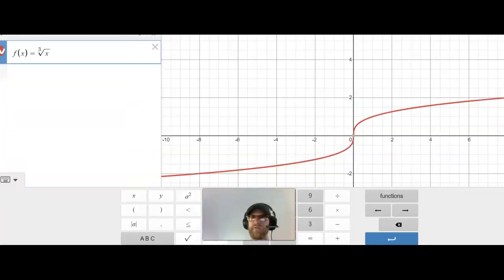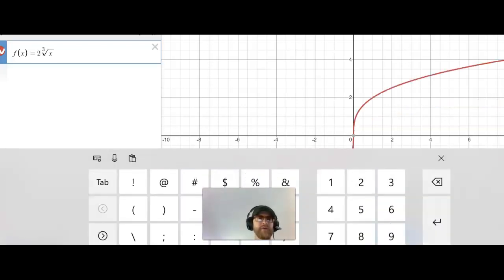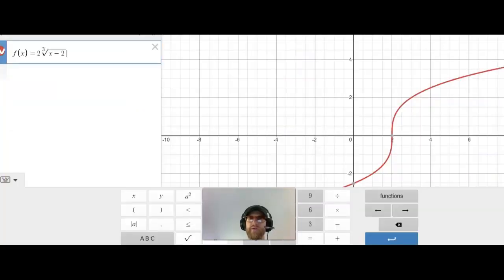So here's my original graph. I'm going to put a 2 in front. So let me open up the keyboard. 2 in front under the radical. So under the radical, I want to write x minus 2. And let's close that out. So x minus 2, yes. So here's what happened in Desmos. X minus 2 shifted that original point at the origin 2 spaces to the right, and then multiplying by 2 on the outside stretched the curve.